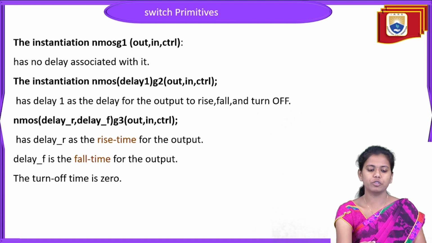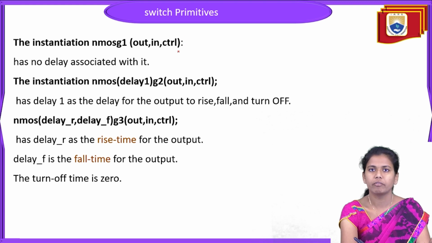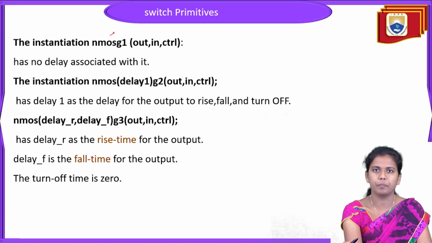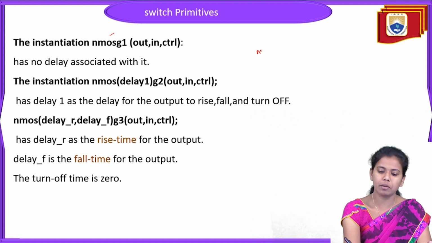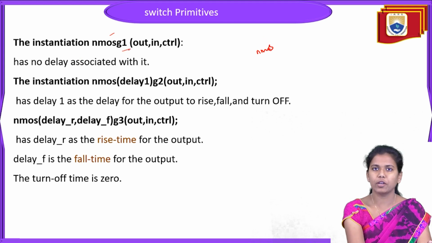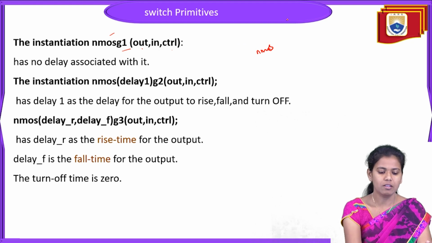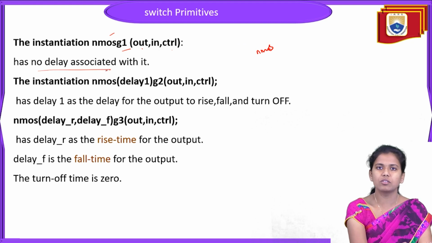And then coming to the switch primitives. What are these switch primitives, we'll discuss. The instantiation, so here particularly I am considering the NMOS transistor. For this NMOS transistor, I have to consider the keyword NMOS. So the instantiation is NMOS of gate 1 with out, in and control. So this NMOS transistor has the output, input and as well as the control signal. It has no delay associated with it.